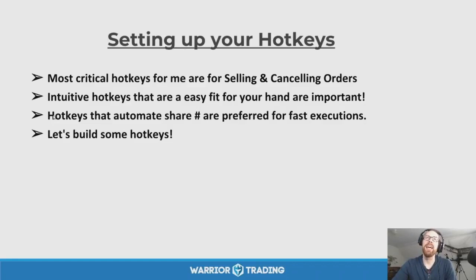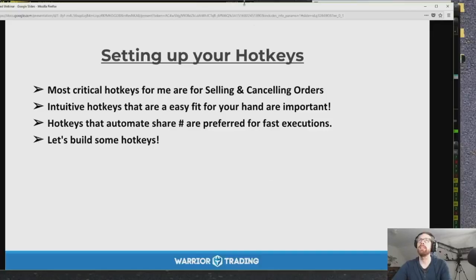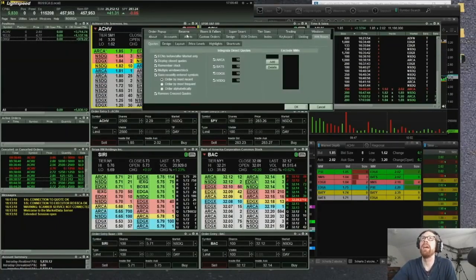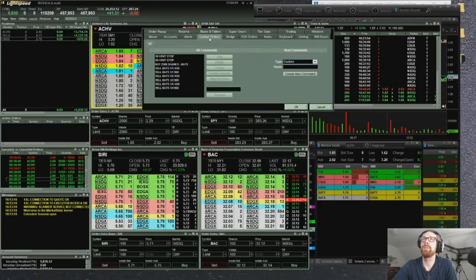And then number 3, hotkeys that automate your share number are preferred for fast execution, and I'll show you what that means in a second. All right, so let's build a couple of hotkeys here. We'll back out of this. To build your hotkeys, what you want to do is go to settings right here. So we're going to click on this little widget, and then I'm going to go over to custom orders. All right, and what you're going to see, boom, is I have a hotkey to buy 2,500 shares right here.